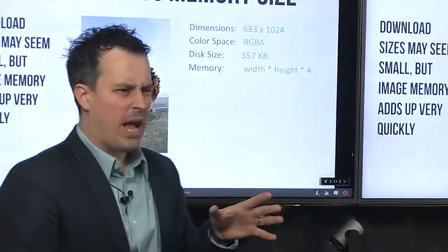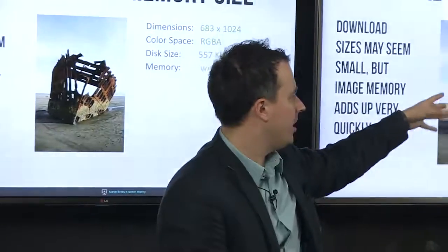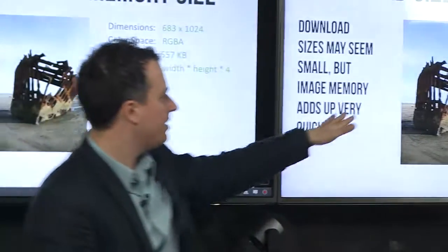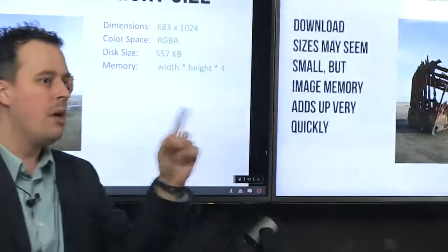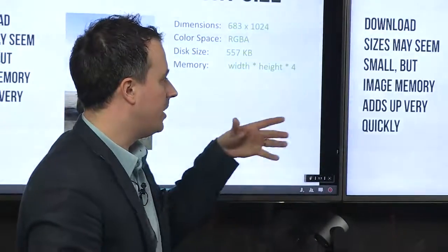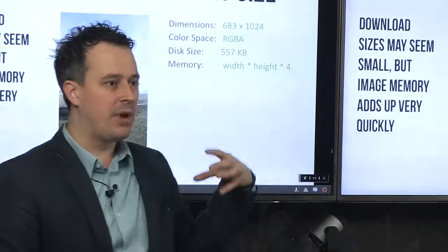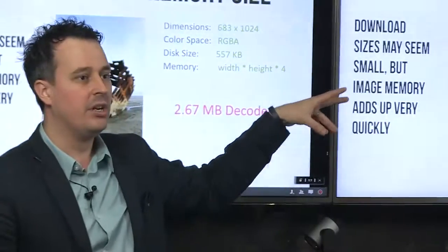And you may be thinking, well, how does that work? If you look at an image, its color space, RGBA, is a PNG. So you might say, well, on disk, it's 5.57 kilobytes. That's how much memory it uses. But in reality, we have to load those 4 channels up in memory. So once it's decoded into the browser, on the heap, we have 2.67 megabytes of image decoded.